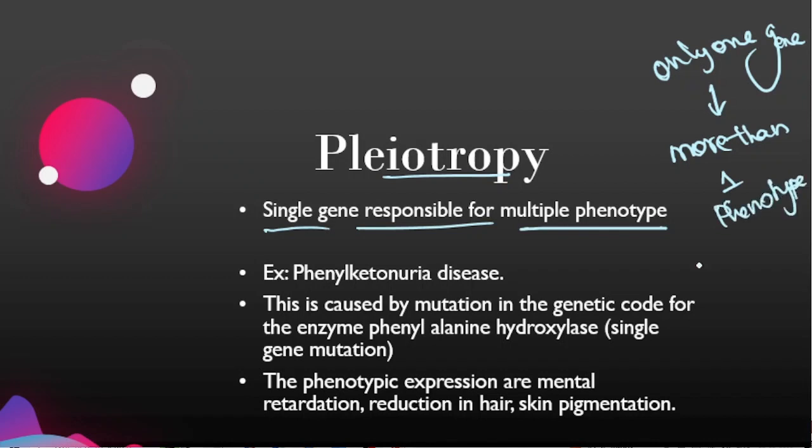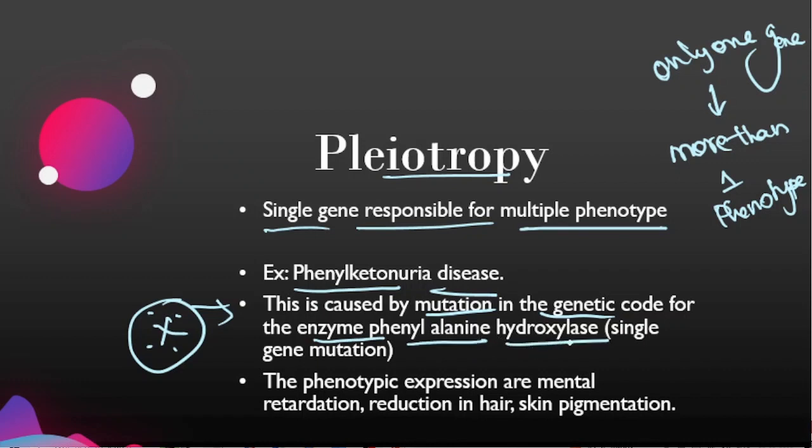Let us try to understand it. An example is phenylketonuria disease. How is this disease caused? This is really important. This disease is caused by a mutation in the genetic code, meaning some difference occurring in the genetic code, for the enzyme phenylalanine hydroxylase. So this is the name of the enzyme, and a single gene mutation is taking place.